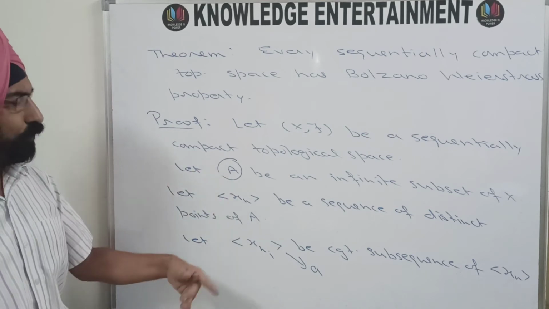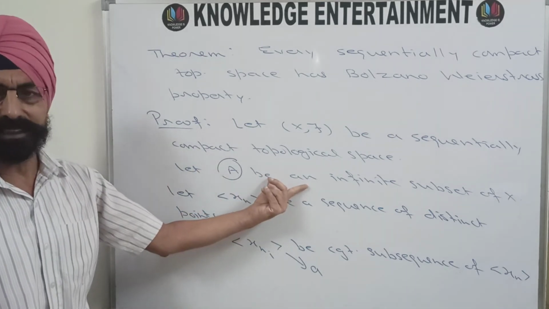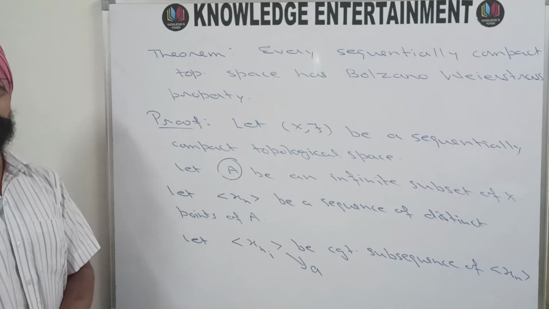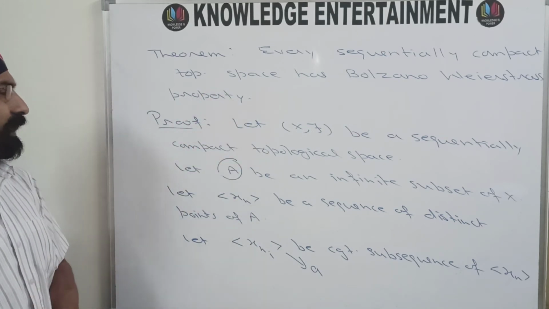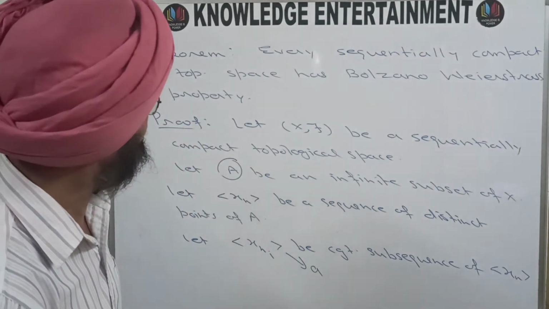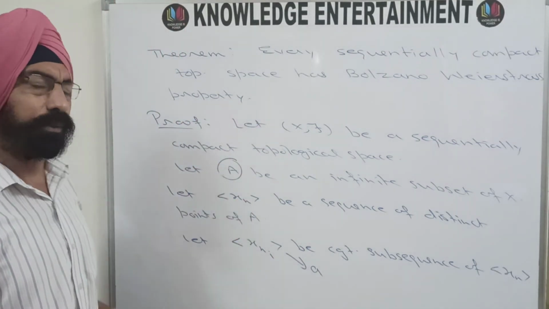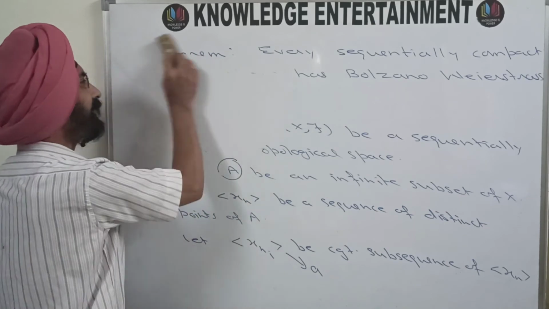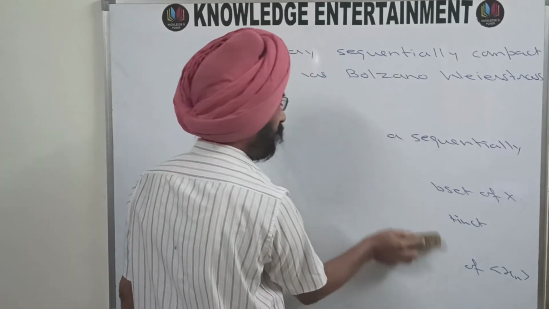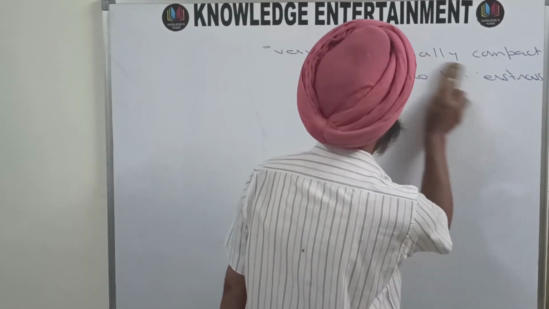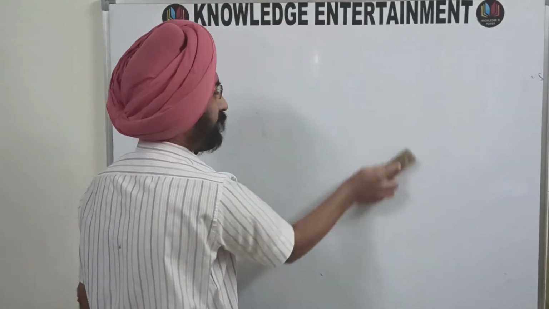So what we have proved is that this infinite subset of X has a limit point, and that is the Bolzano-Weierstrass property. That means every sequentially compact topological space has the Bolzano-Weierstrass property. So this was the second theorem of the day, and now another theorem we are going to prove today in this video about sequential compactness of topological spaces.